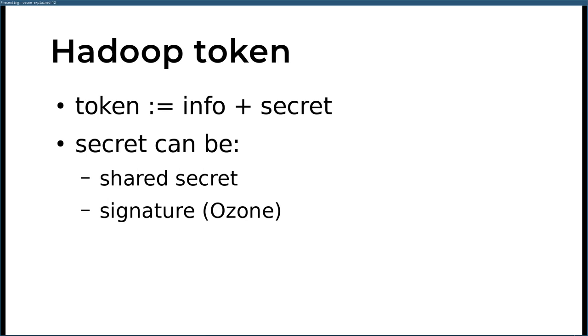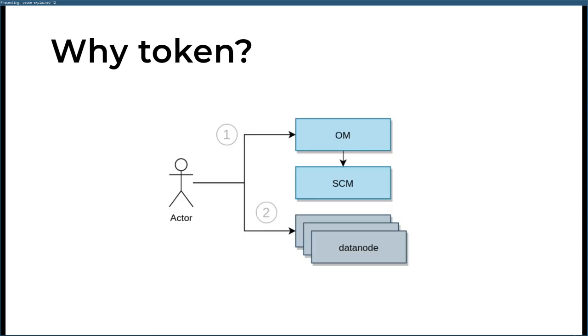So it can be better to send only a public key to you. And in that case, if I sign the message with my private key, you can check if it's valid or not. And this is how Ozone block tokens work.